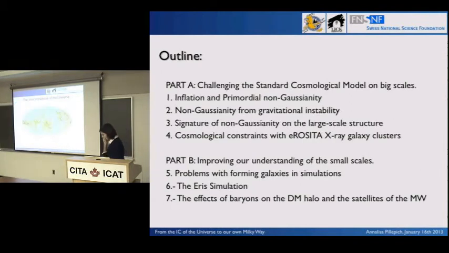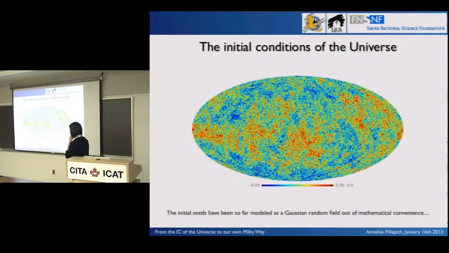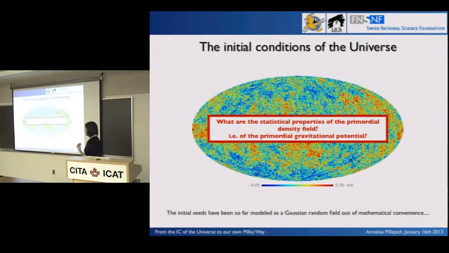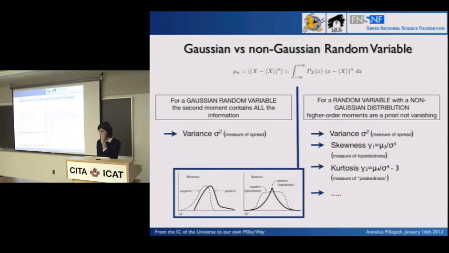All right. As I said, I want to start from the initial conditions as a map of the CMB, and the idea is that I want to understand the statistical properties of this field, because in turn I'm interested in inflation. Traditionally we have modeled the initial seeds as a Gaussian random field, but this was mostly out of mathematical convenience. This is easy to understand because if you take a random variable with a Gaussian distribution, all you need to know is the mean and the variance, the second order central moment.